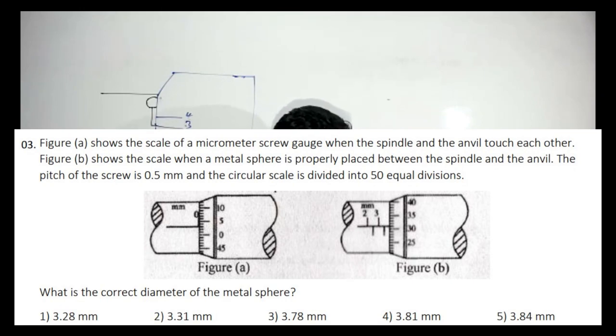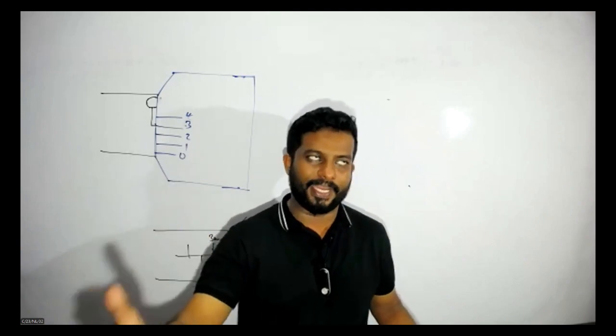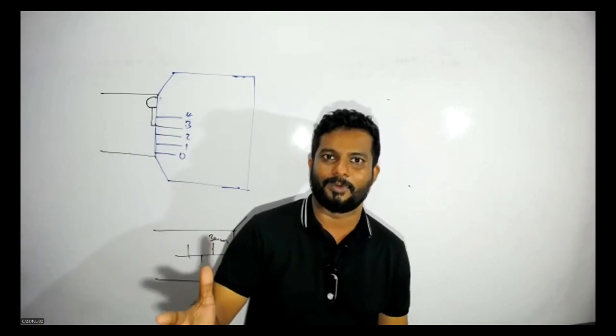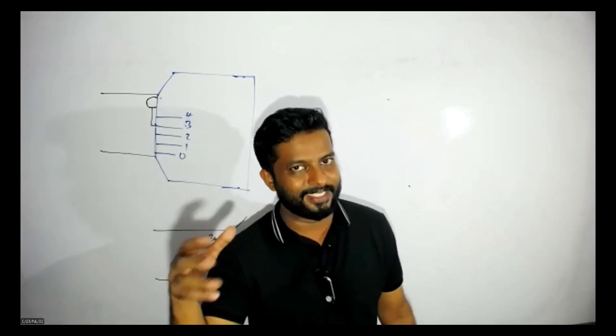When you observe the diagram, you can identify the pitch. The main scale is calibrated in half millimeters. That is, the pitch should be half millimeter. Then to obtain 0.01 millimeter least count, the circular scale should be divided into 50 divisions.